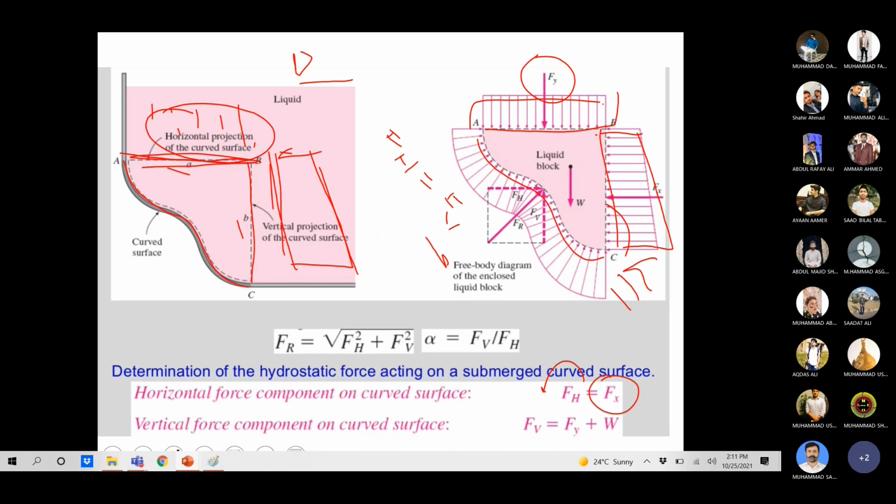Okay. However, there's another force which is acting in vertical direction, which is the weight of liquid which is enclosed in between horizontal and vertical projection. So we have to add both vertical projection, vertical force F of y plus weight of water enclosed within this liquid block.